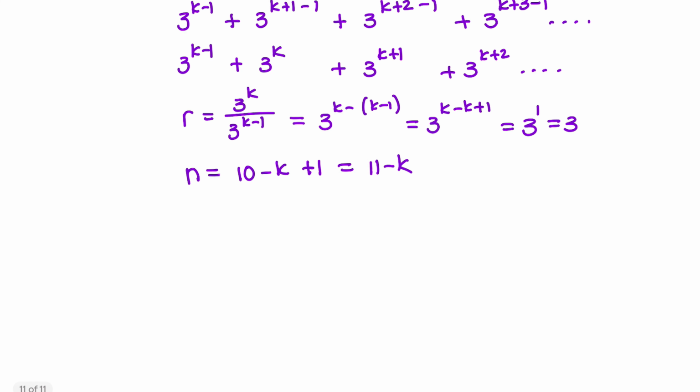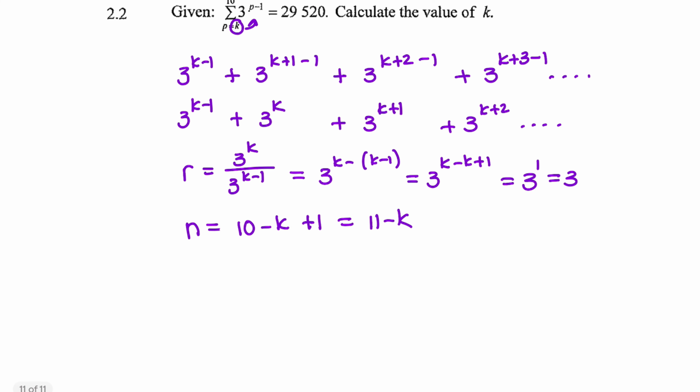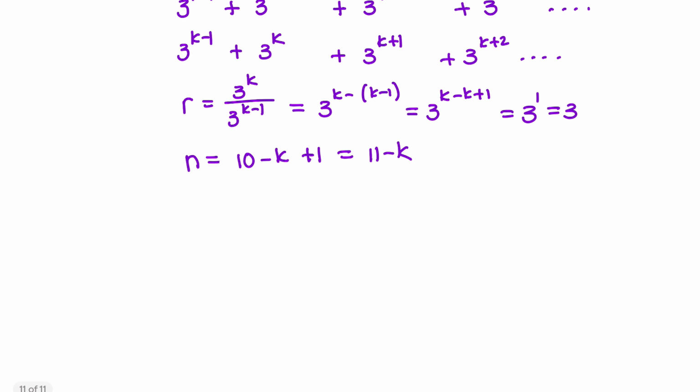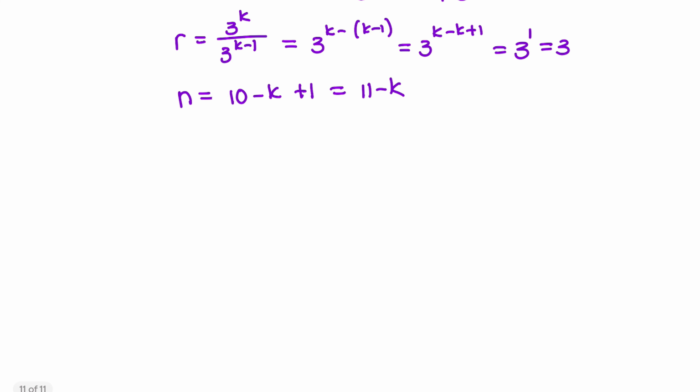So I have an r value, I have a first term, which would be a, and I have an n value. That allows me to find Sn. Because this is a geometric series, I look at my formula sheet, and Sn is a times r to the power of n minus 1 over r minus 1. You can find this on your formula sheet.